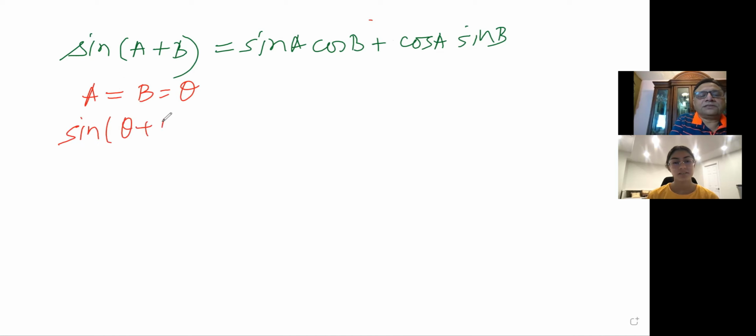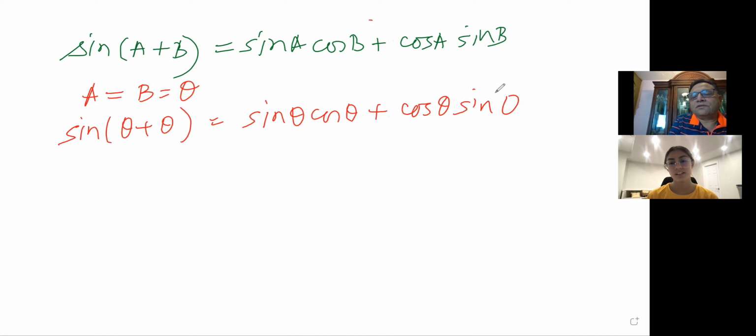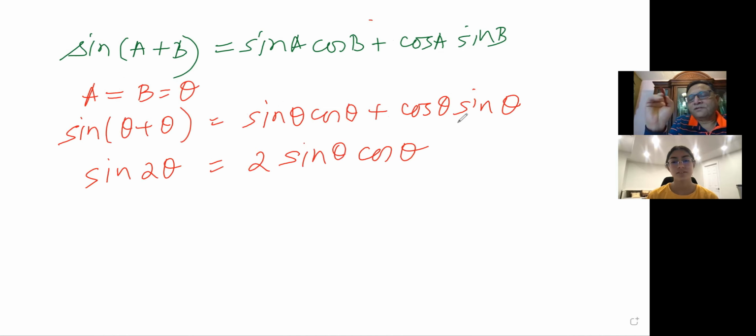Sine of theta plus theta equals sine theta cos theta plus cos theta sine theta. So what is this? Sine 2 theta equals 2 sine theta cos theta. We got the double angle formula: sine 2 theta equals 2 sine theta cos theta. You get the idea? Oh, yeah, I see.